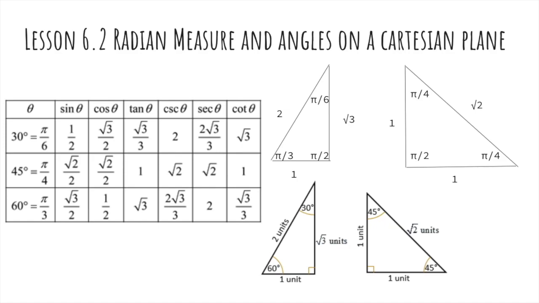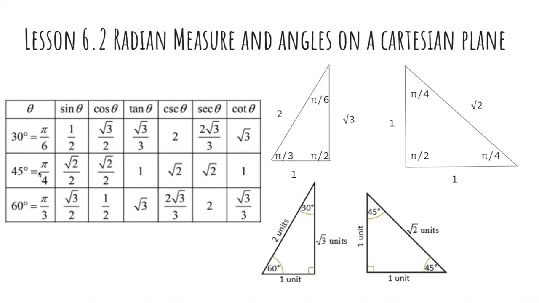Starting off, we're going to go through the primary trig ratios that we learned last year. So starting off, you have sine theta. Sine 30, which is also pi over 6, as we know, because 180 divided by 6 equals 30. For pi over 6, sine would be 1 over 2, cosine would be root 3 over 2, tan would be root 3 over 3, cosecant would be 2, secant would be 2 root 3 over 3, and cotangent would be root 3.